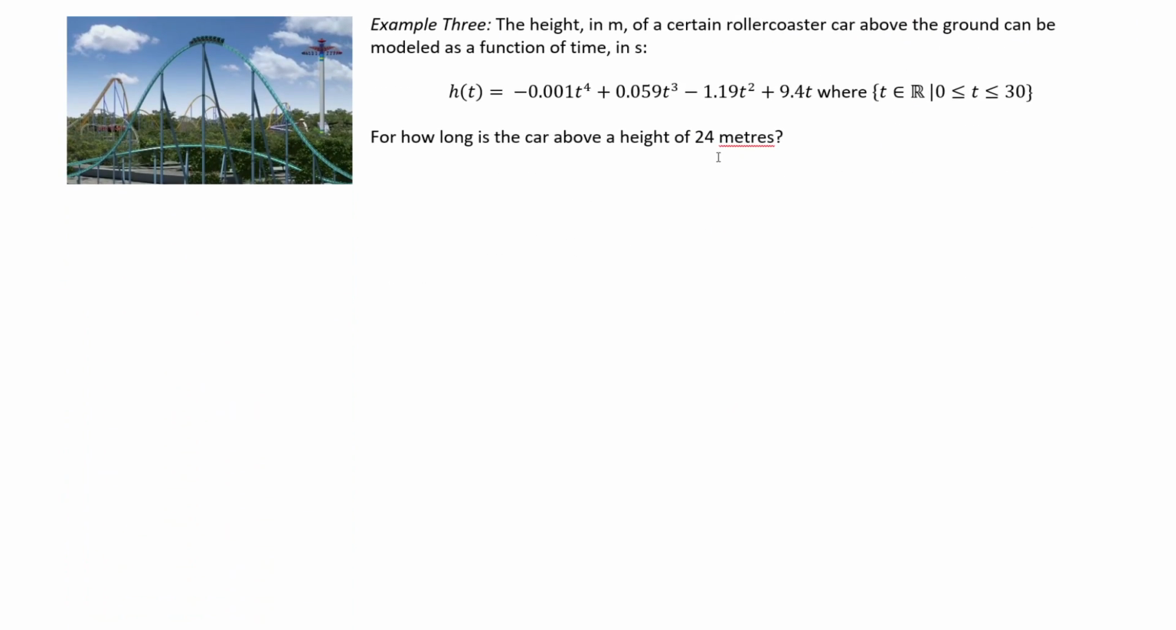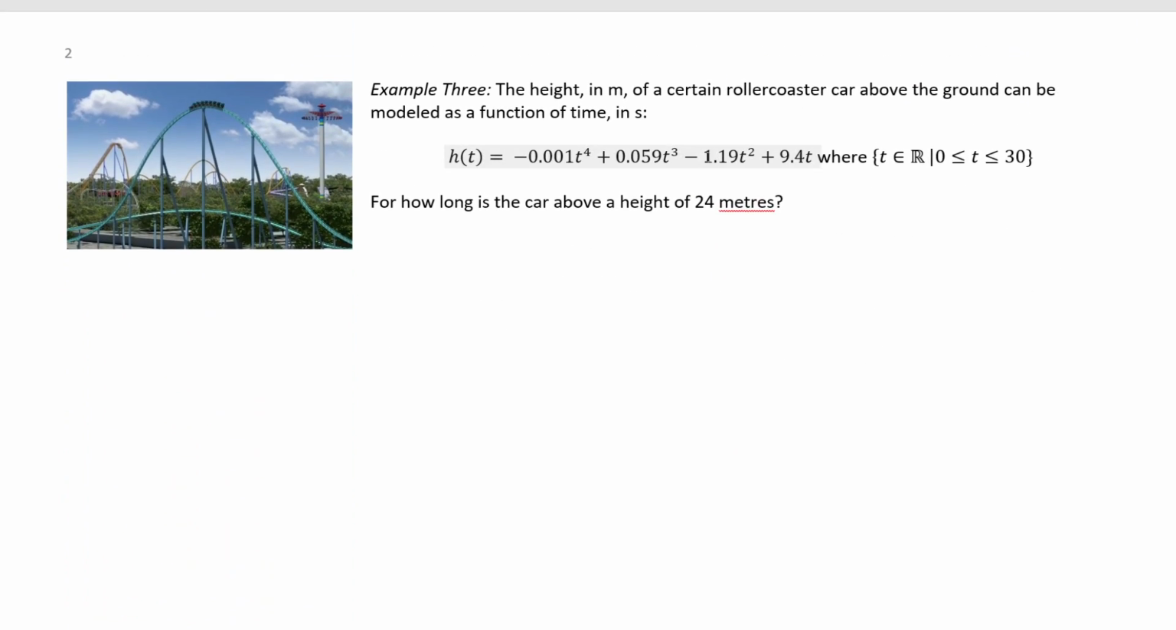moving down here. So example 3: the height in meters of a certain roller coaster car above the ground can be modeled as a function of time in seconds. So this is a polynomial function, because it's modeling the height as a function of the time, where time is between 0 and 30 seconds. How long is the car above a height of 24 meters?